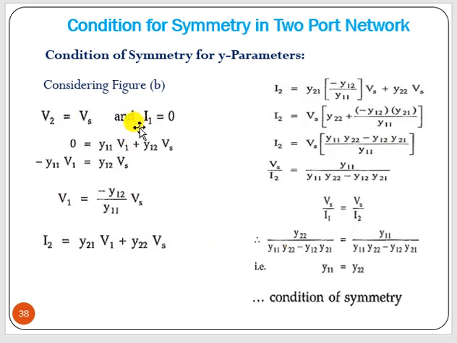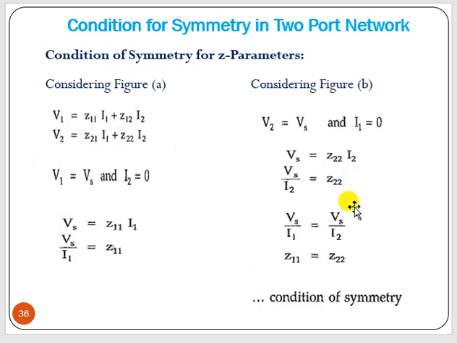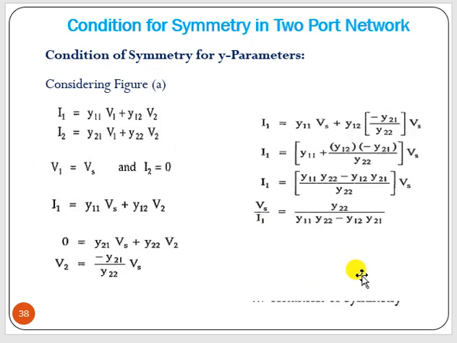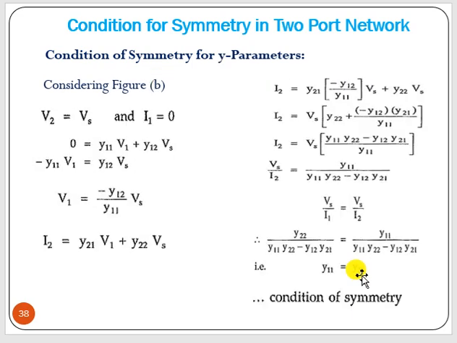After that, V2 equal to Vs, I1 equal to 0. Put in the first equation. So the I1 is 0. From that we can get V1 in terms of Vs, and at the second equation put the V1 value, then we will get Vs by I2. Now if we equate the previous Vs by I1 with Vs by I2, then if you solve it you can get Y11 equal to Y22. Okay, for the condition of symmetry.